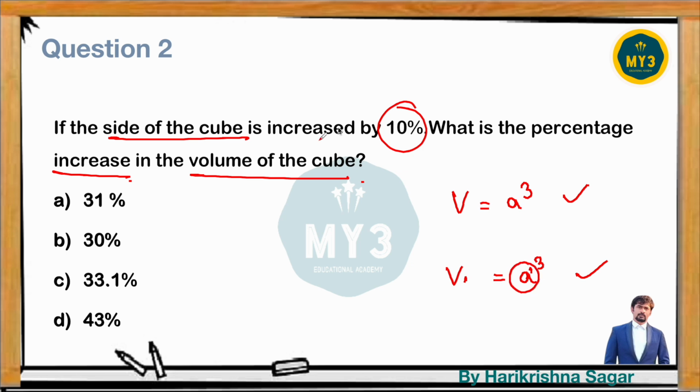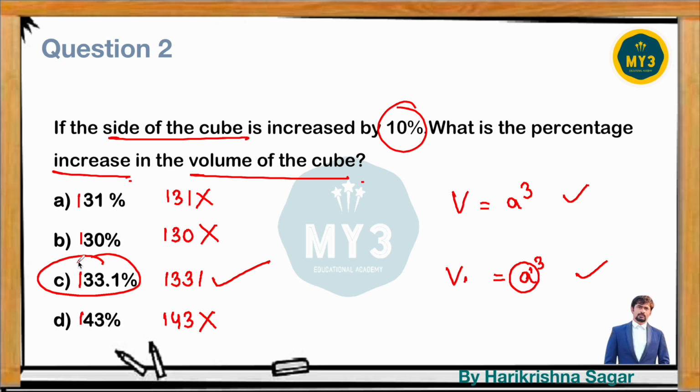Now they are asking the percentage increase. So if 31% is the increase, the final value will be 131. Others will be 130, 133.1, 143. Look at these numbers carefully. Whether it is the initial volume or the final volume, the value must be a cube number. Which of the following is a cube number? 131, 130, 143 or 1331? 1331 is 11 cube. You can mark the answer as this.